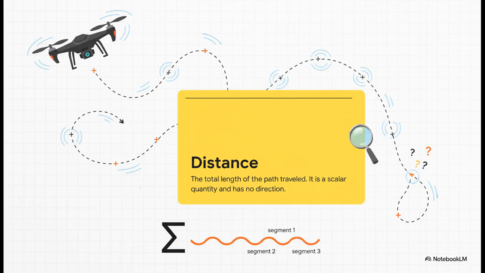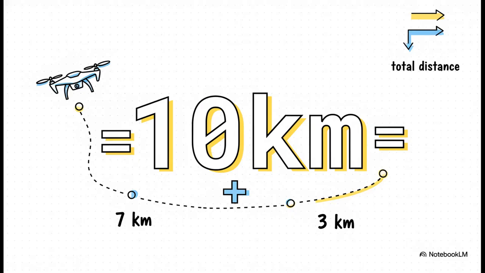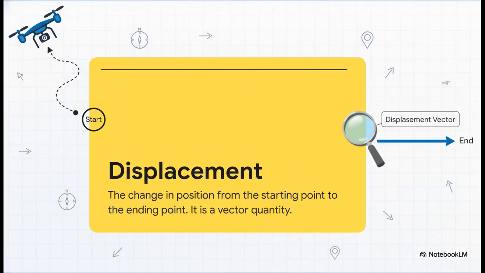Now, if we wanted to know how far that drone actually flew, we'd be talking about its distance. Distance is just the odometer reading. It's the total length of the path you covered. It doesn't care about turns or directions, it just adds everything up. And that makes it a scalar. So for our drone, this is super easy. It flew 7 kilometers and then it flew another 3 kilometers. You just add them together. The total distance it traveled is 10 kilometers. That's the total ground it covered on its little trip. But what if we don't care about the zigzagging path?